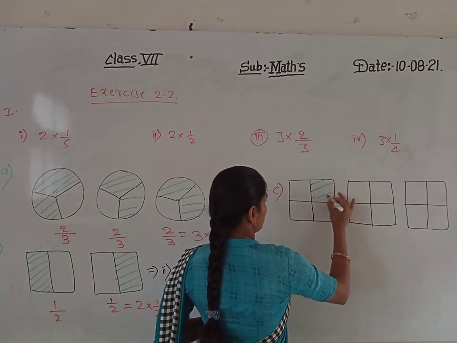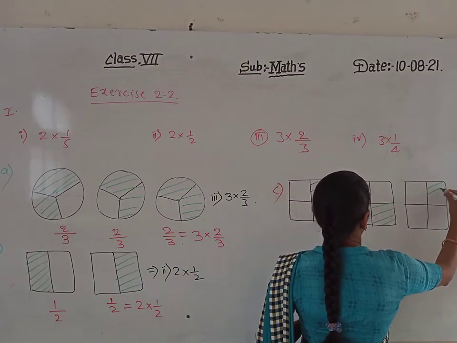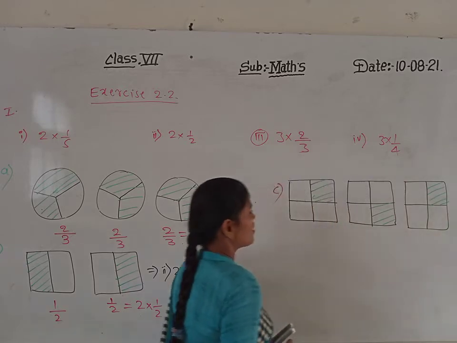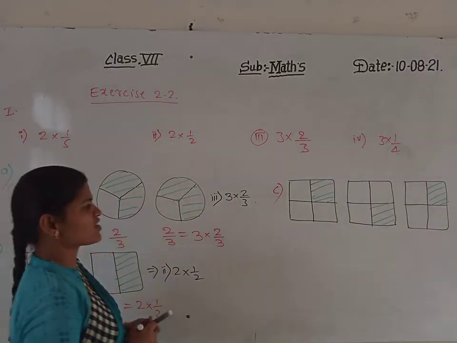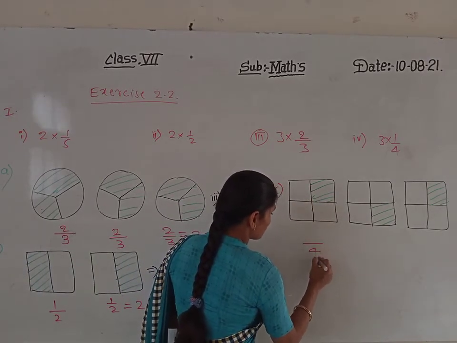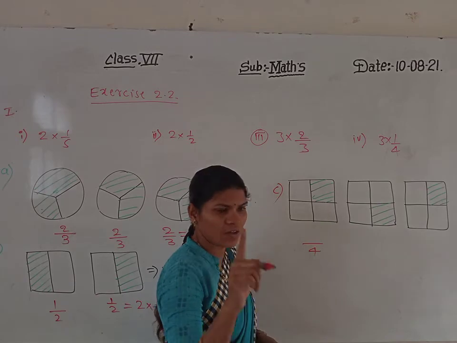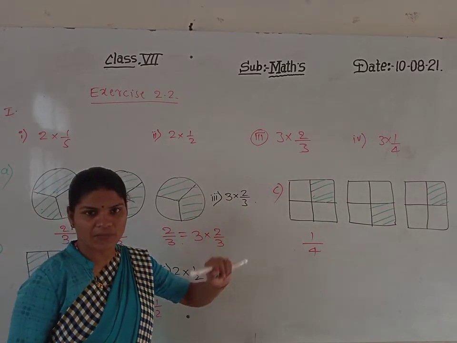Here this box is shaded. Here this box is shaded. Again here this box is shaded. Yes, one part is shaded. Any box you can take. What is the fraction for this one? Out of all 4 equal parts, how many parts are shaded? 1 part. So how can we create the fraction? It is 1 by 4.